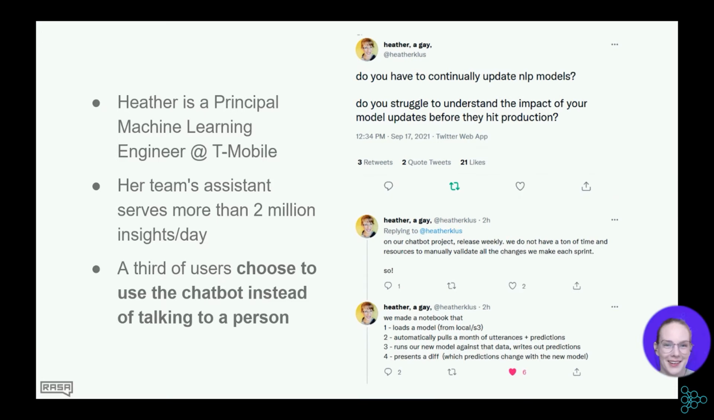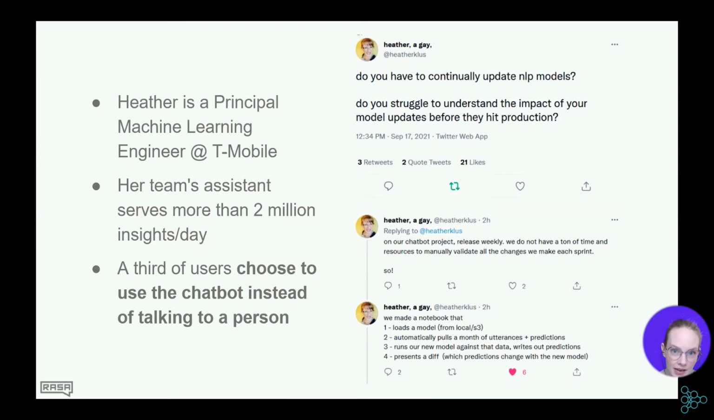If you are a big person on machine learning Twitter, you might already know Heather. She's a principal machine learning engineer at T-Mobile, and her team has an enormous assistant. They have more than 2 million insights a day, so more than 2 million machine learning insights are served. And something that I think is really impressive about this particular project is about a third of users who log into T-Mobile and encounter the option to use Heather's Teams bot choose to. So they're choosing the chatbot over talking to a person right away about a third of the time, just because it can help them do what they need to do faster.